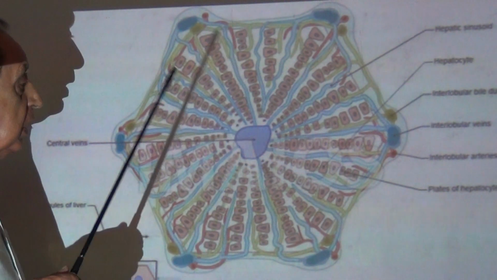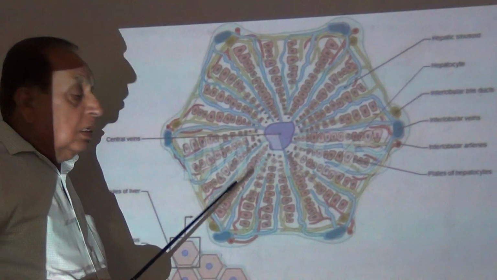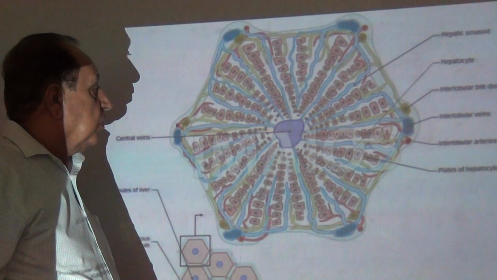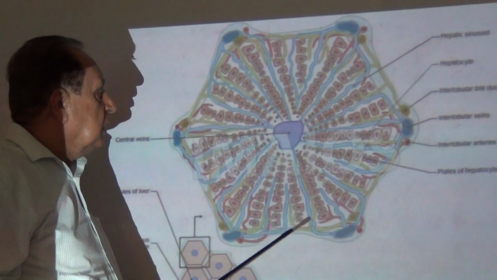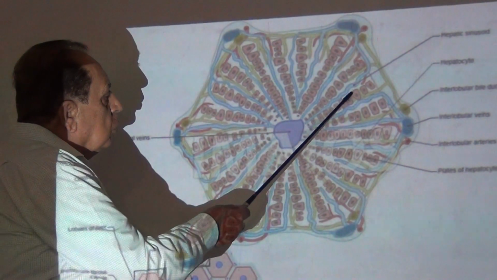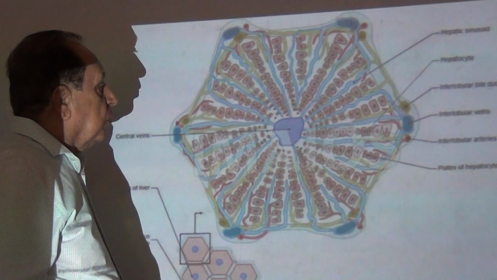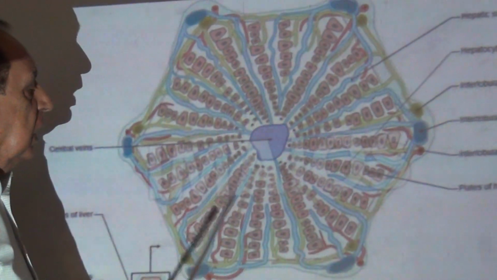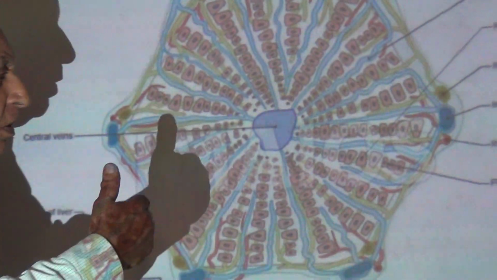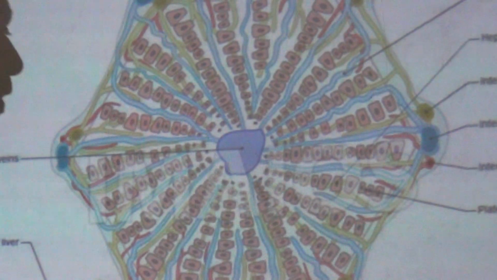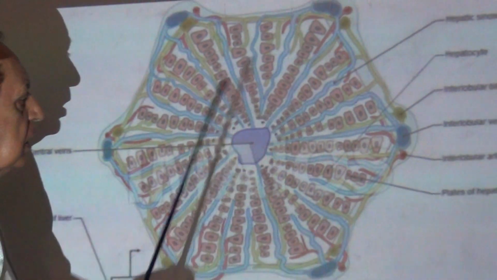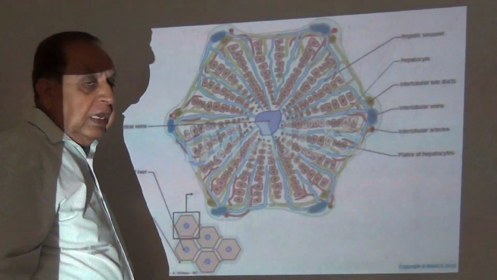As I told you, the cells of the liver are called hepatocytes. Now these hepatocyte cells radiate from the central portion toward the peripheral portion. They are in a single line and they form a plate from upper to lower region. These plates are called the hepatic plates.